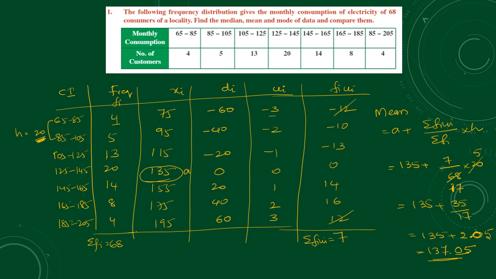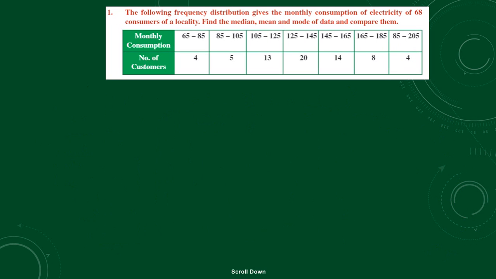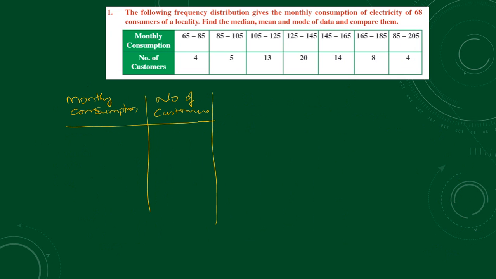Next, moving on to mode. So mode we can directly do it. For mode, how many columns are required? For mode we need only 2 columns. Whatever the columns that are given, we are going to use those. In this question, he has given all the 3.